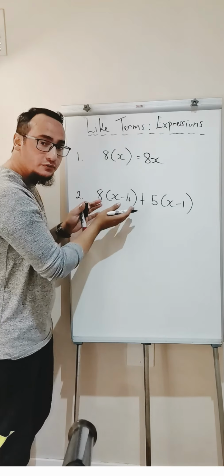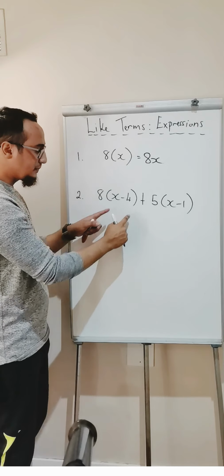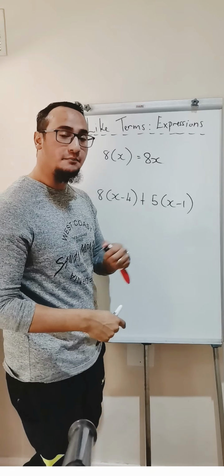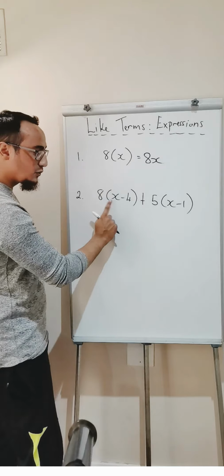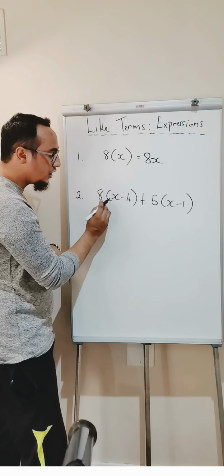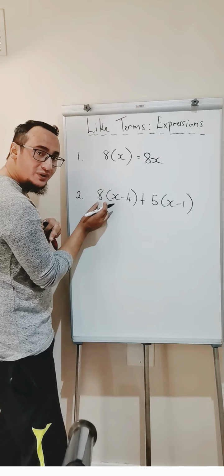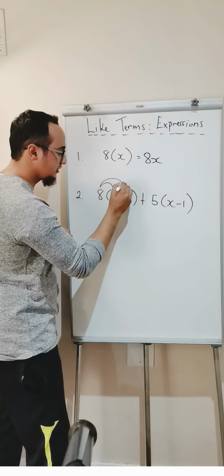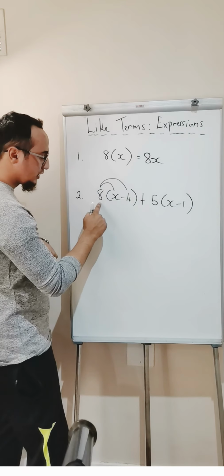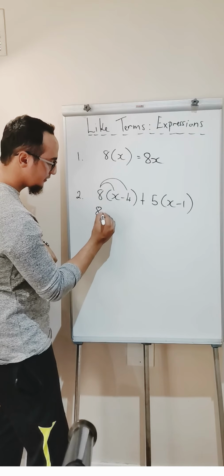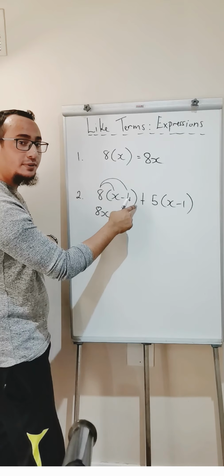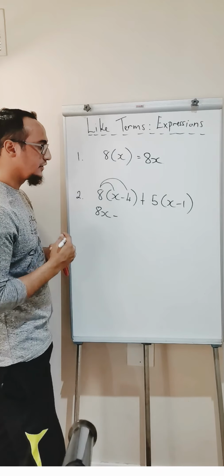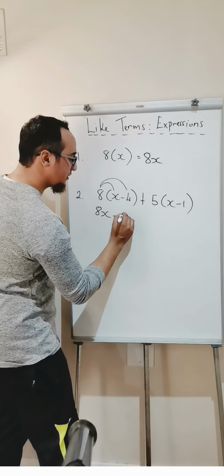Now let's add in something over there. So 8 multiplied by x minus 4 plus 5 multiplied by x minus 1. So what did I say? What does bracket mean? Bracket means everything on the inside must be multiplied with this 8 over here. So 8 multiplied by x, 8 multiplied by negative 4. So 8 multiplied by x is 8x. And 8 multiplied by negative 4. Remember, positive multiplied by a negative is a negative. And 8 multiplied by 4 is equal to 32.